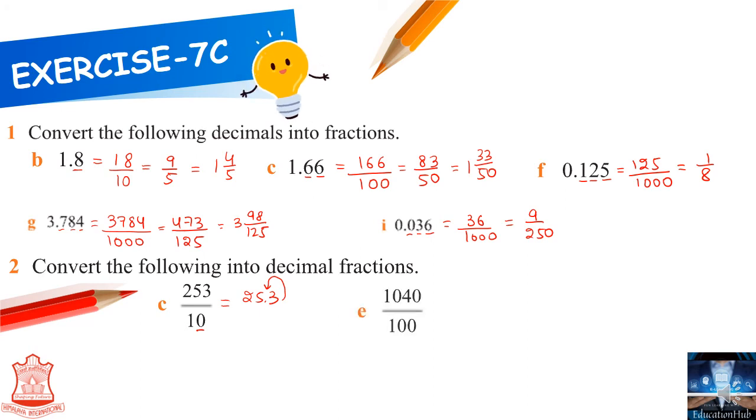Let's see one more part, that is 1040 divided by 100. Again we are going to write the numerator as it is, 1040 as it is. Now we have 2 zeros, that means after 2 places we will have the decimal point. So how it will be, 1, 2, so 2 decimal places, that is 10.40, or we can also write it as 10.4.